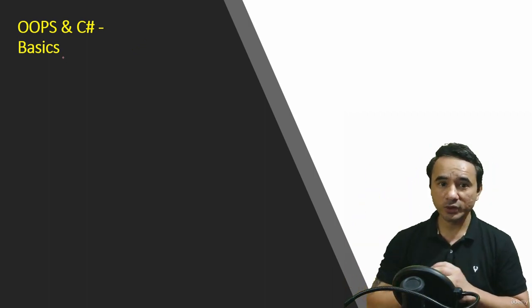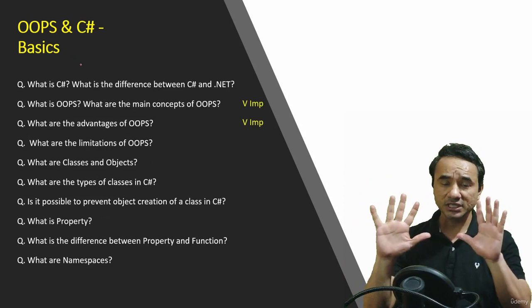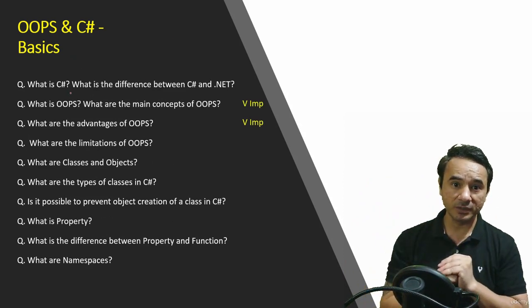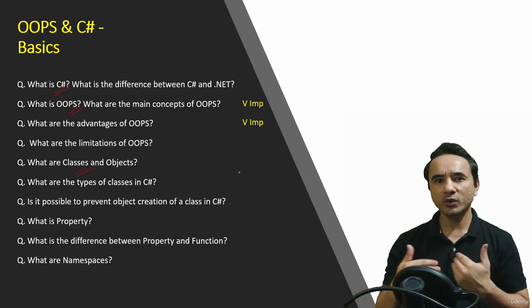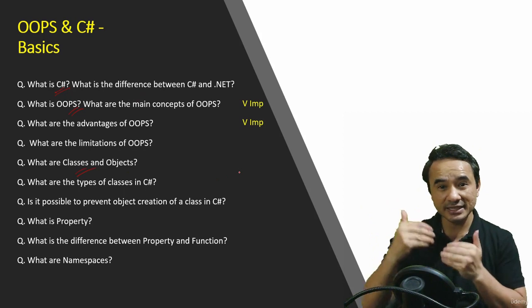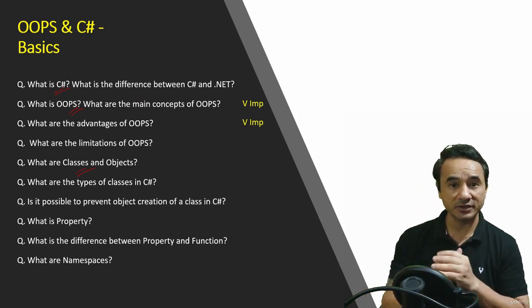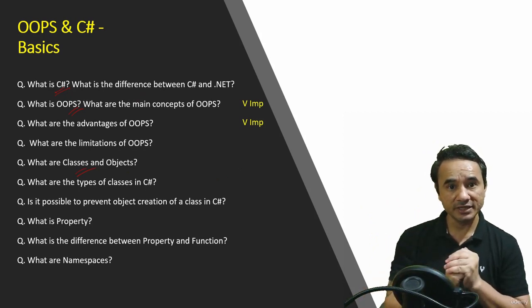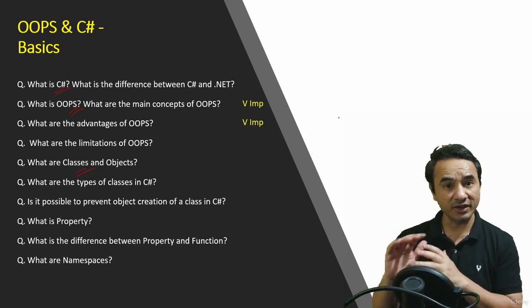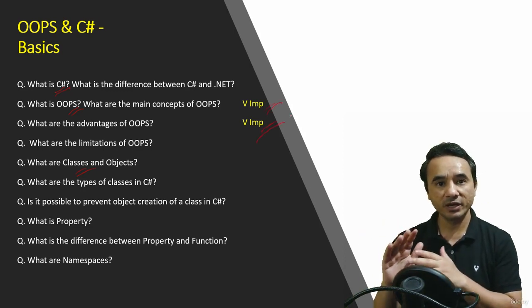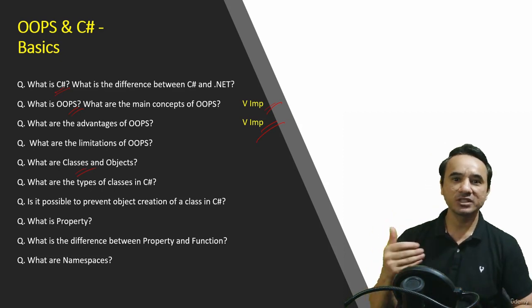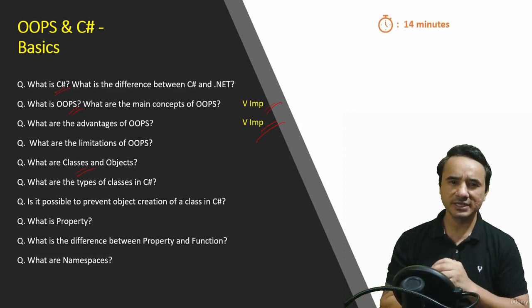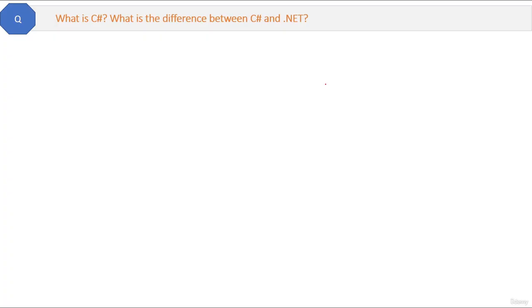So here we are going to cover 10 very basic questions about C#. What is C#? What is .NET, OOPS, classes, objects, properties? You might already know all these questions, but revising them quickly will make your preparation rock solid, okay? In every section, I marked some questions as very important because they are very frequently asked in interviews. The approximate duration of all these questions is just around 14 minutes.